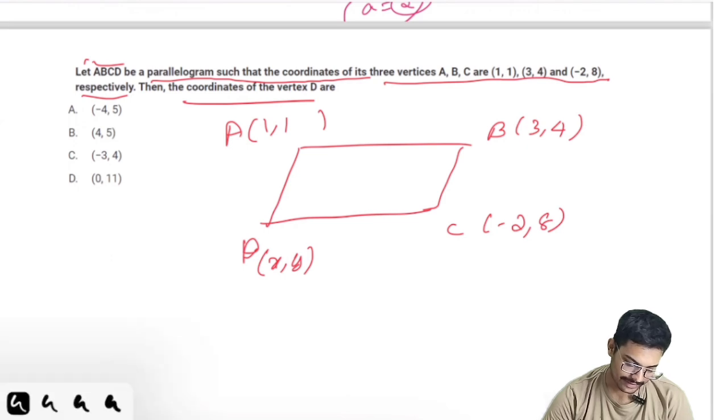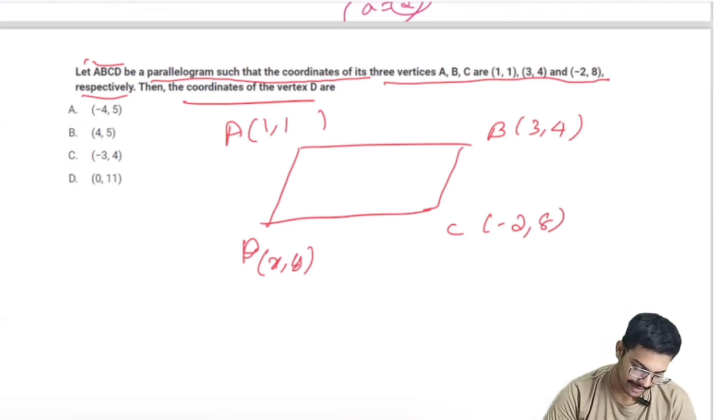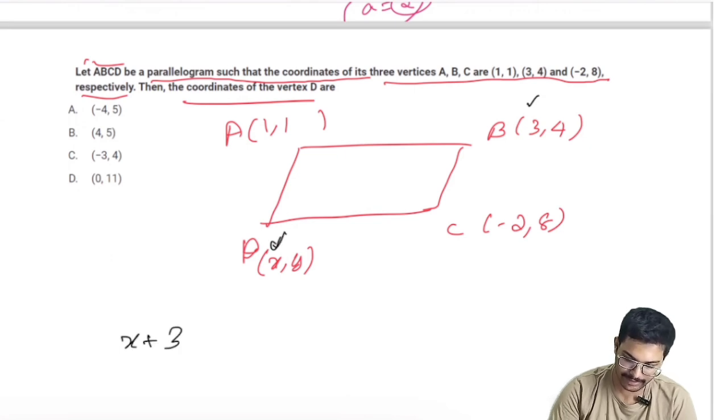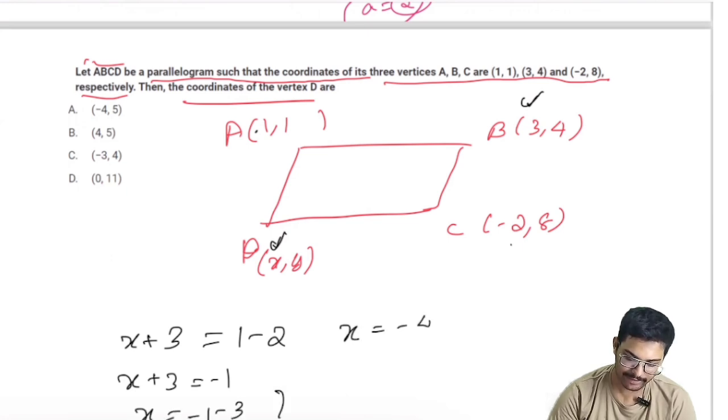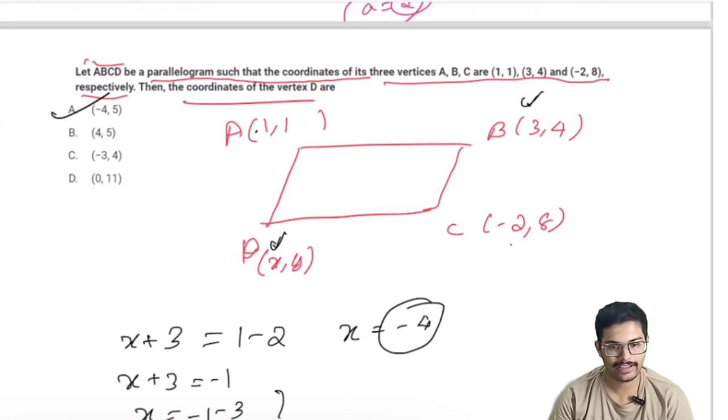Now first I will tell how to solve this question, then I will tell the idea. If you want to find the value of x, add the x coordinates of opposite vertices. So x plus 3, and equate with 1 plus minus 2. Then it will be x plus 3 equal to minus 1, x equal to minus 1 minus 3, which means x coordinate will be minus 4. If minus 4 is an option, then the answer is done, because only one option has minus 4.